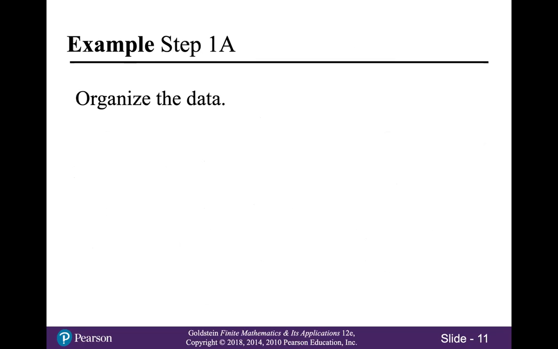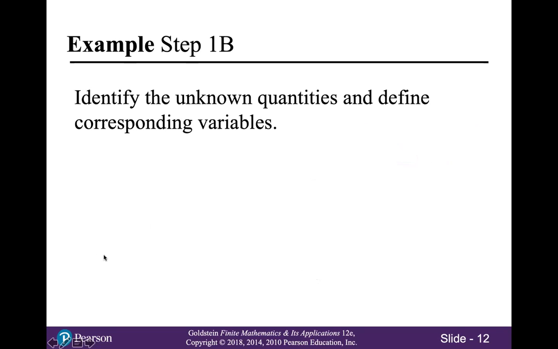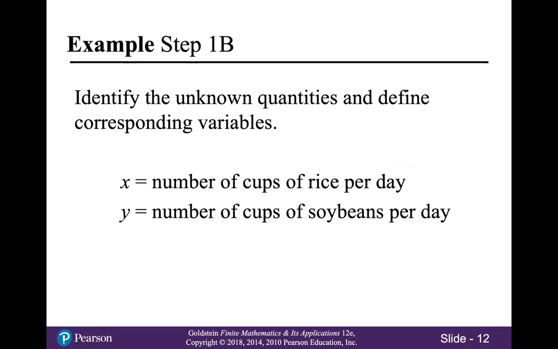So first we'll organize the data. Across the top, we have rice and soybeans, along with the required level per day. And then down the side, we have our nutritional requirements. We need a certain amount of protein, a certain amount of calories, a certain amount of vitamin B2. We'll identify the unknown quantities and define the corresponding variables. So the unknown quantities are the number of cups of rice and the number of cups of soybeans. So those are going to be X and Y.